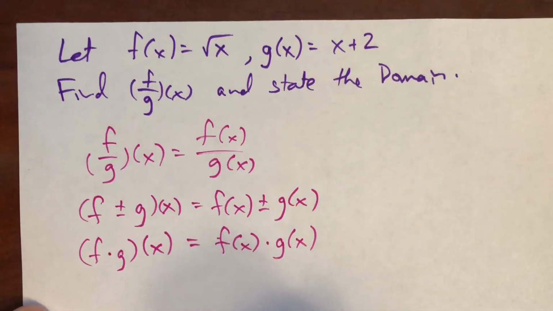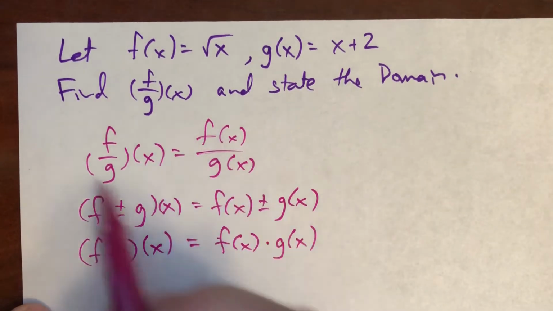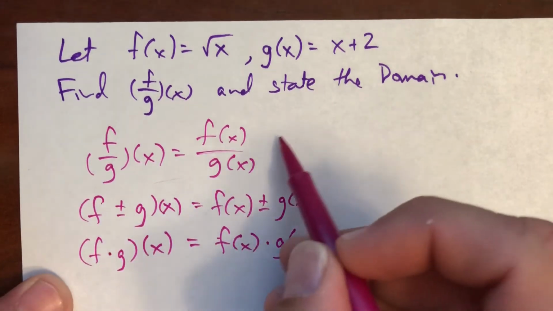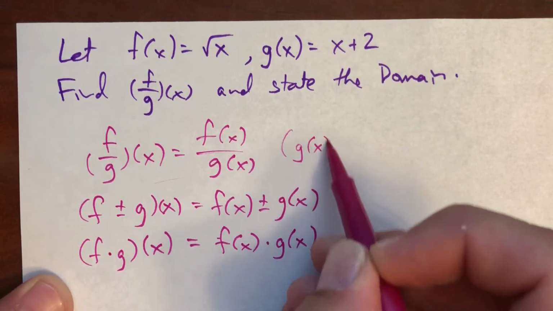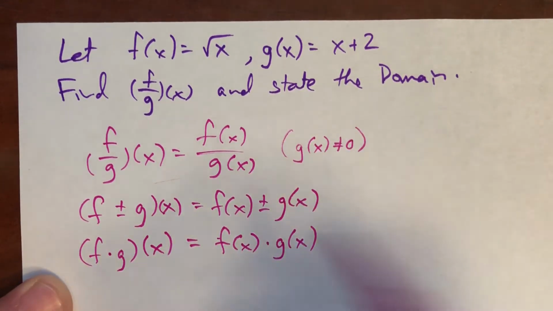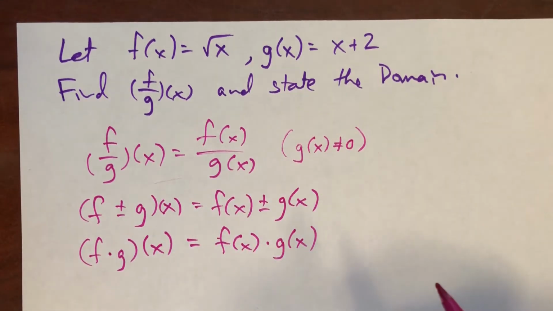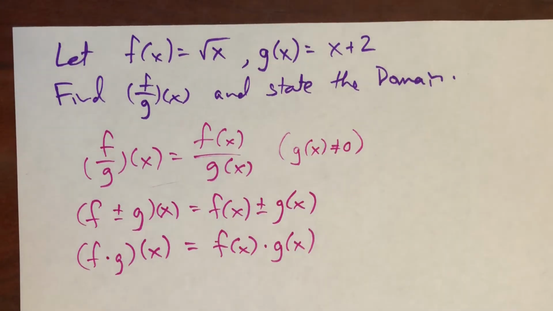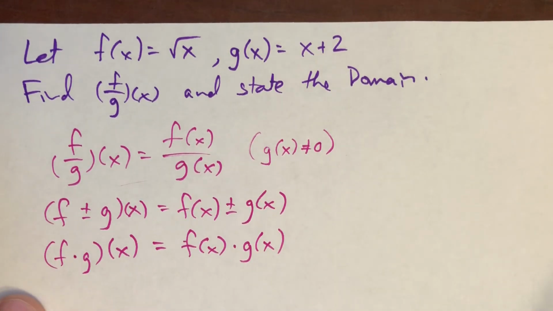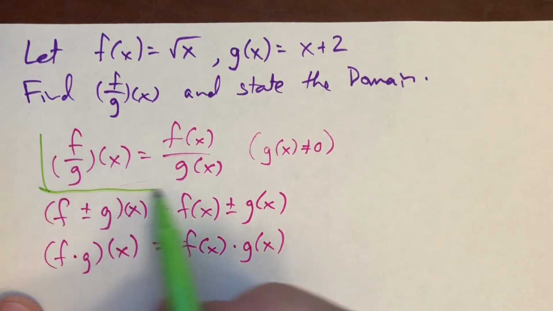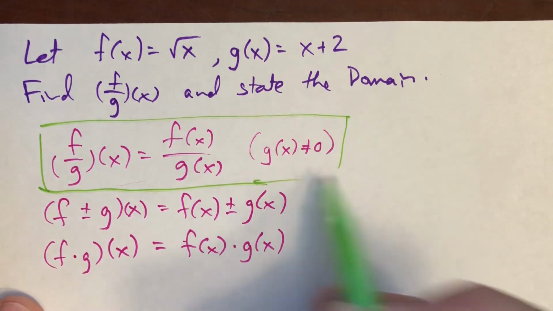So that's essentially what we're doing. With this, usually when we see this in a textbook, they'll say, provided that g of x is not 0, just because it's a fraction now, and we can't have a 0 in the denominator. All right, so we have those wonderful rules. We only really need to find this quotient here and state the domain. So this is the one we're dealing with presently.